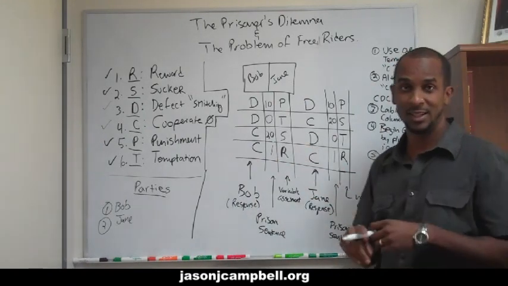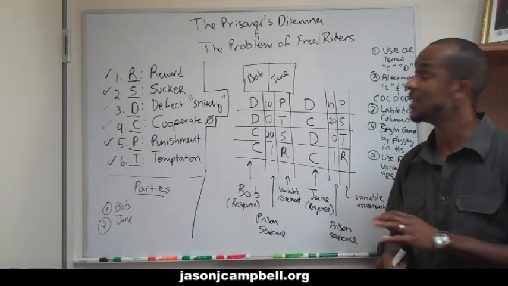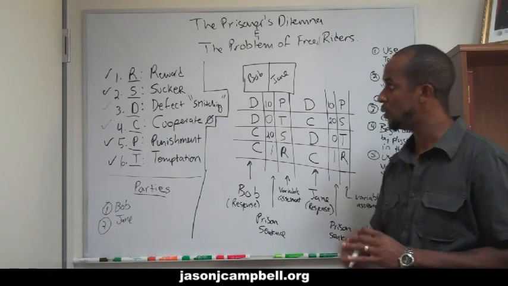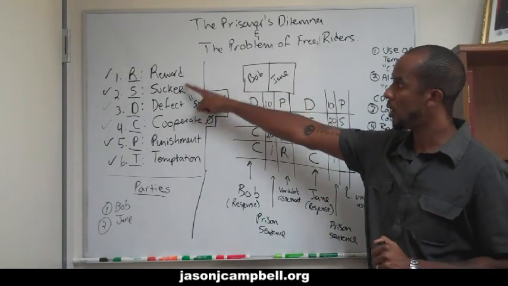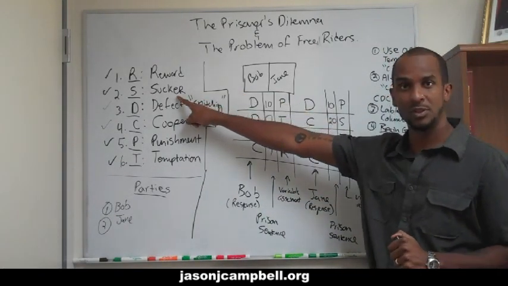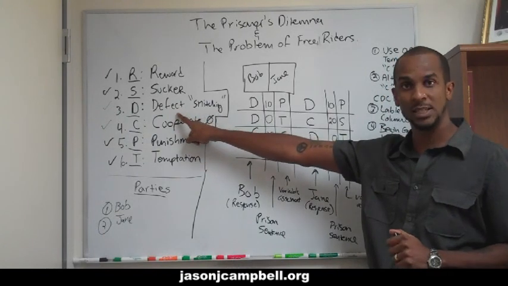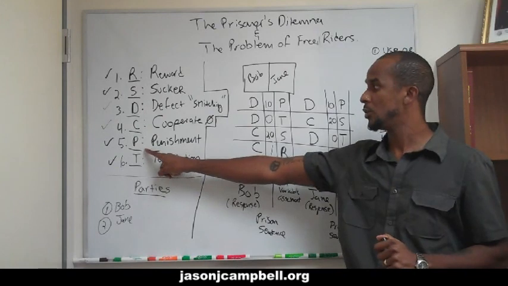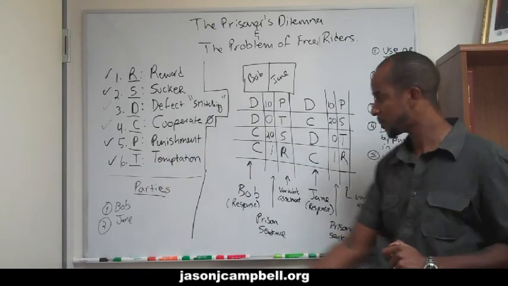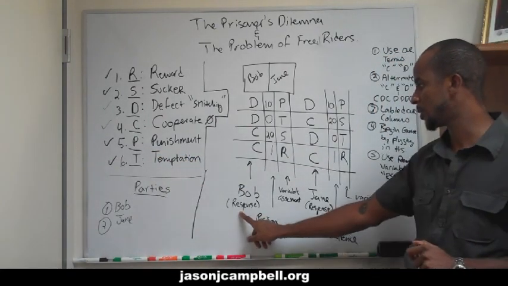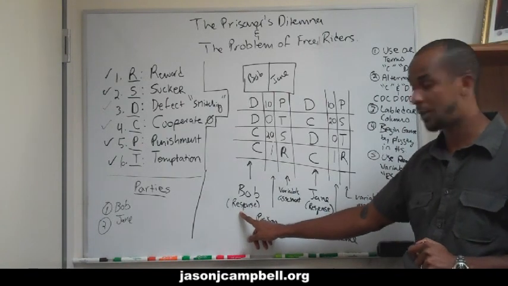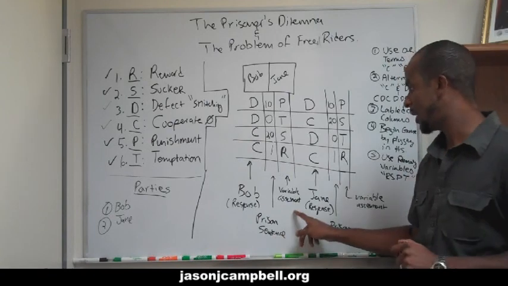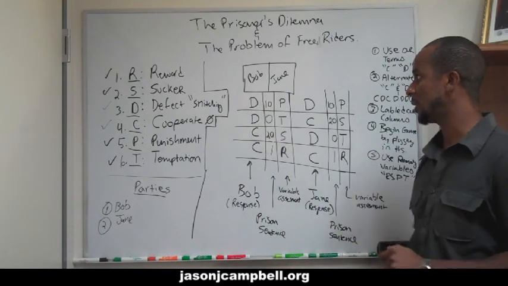Now this is almost the fully realized Prisoner's Dilemma. There's still one last thing that we need to do. We've used all of our variables. We've used R for reward. We've used S for sucker. We've used D for defect, or snitching. We've used C for cooperate. We've used P for punishment and T for temptation. We have all our three columns, the response of the participant or the party. We have the prison sentence that they got, and then we've assessed what this means, right?